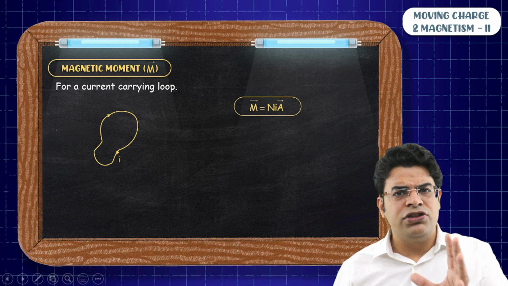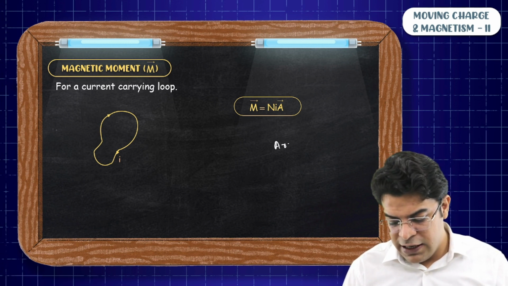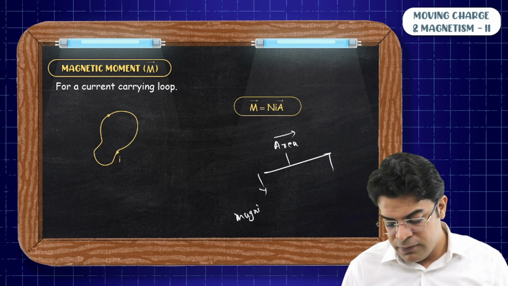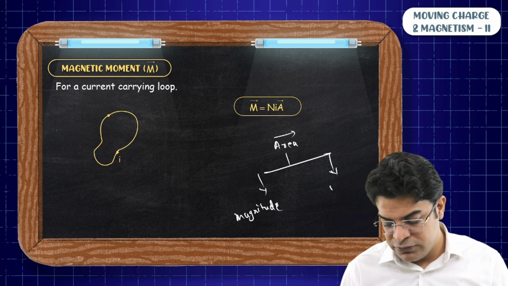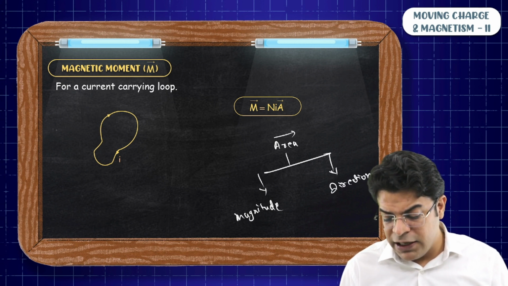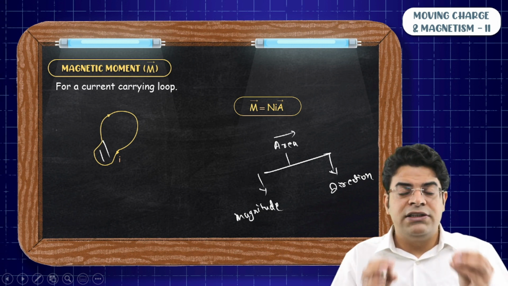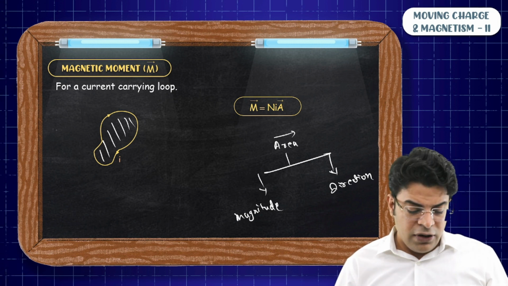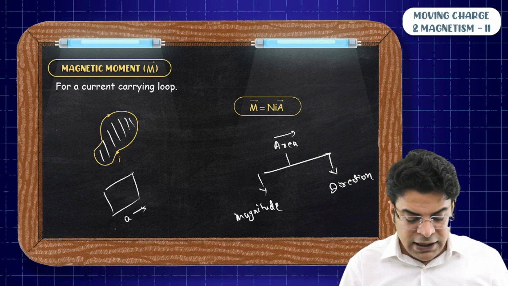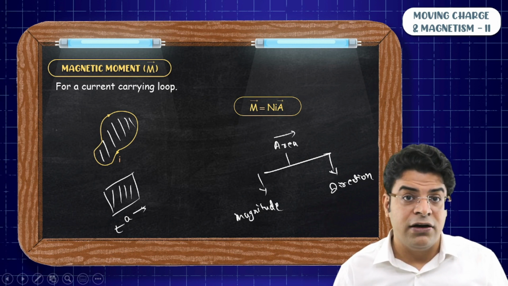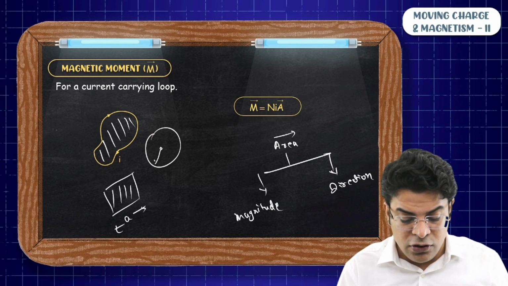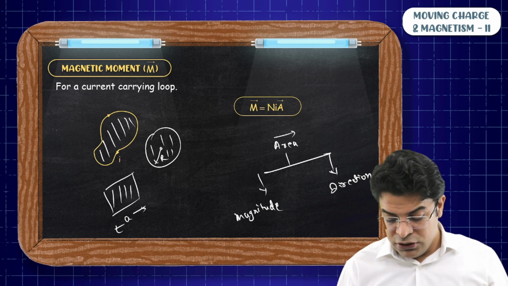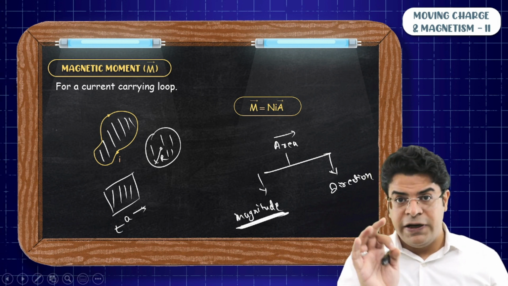But sir, I never understood how to write area vector. See beta, when I say area vector, it means that you need to write two things, magnitude and direction. The magnitude of area vector has to be the same as the actual magnitude of area enclosed within the loop. So if you have a square loop of side length a, the magnitude of area vector is a square. If you have a circular loop of radius R, the magnitude of area vector is pi R square. This is how we complete the magnitude part.